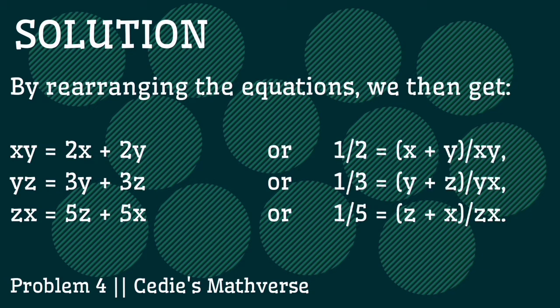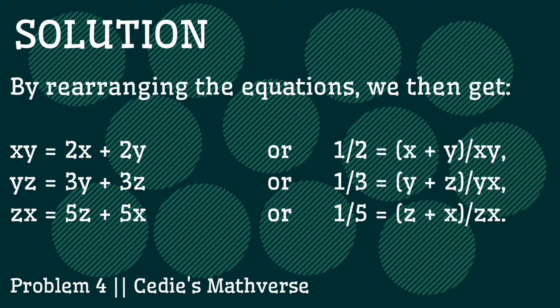Now, we will rearrange each of the three equations that we obtained earlier. We get xy is equal to 2x plus 2y. Dividing both sides of the equation by 2xy, we get 1/2 equals the quantity x plus y over xy.